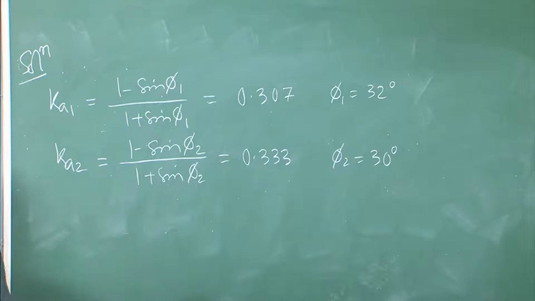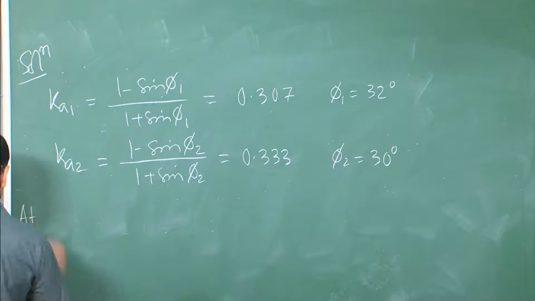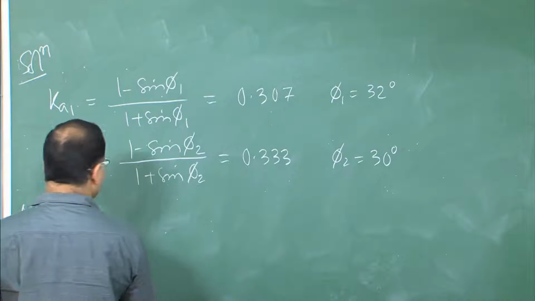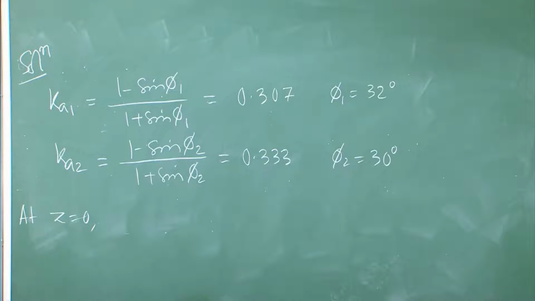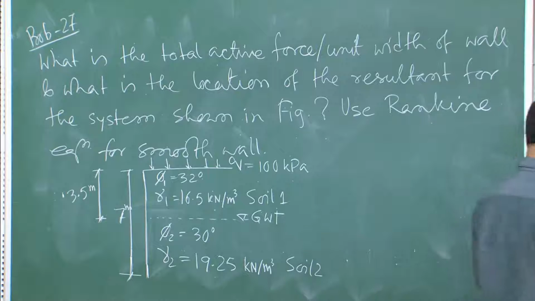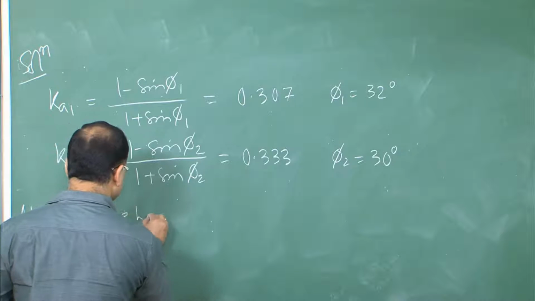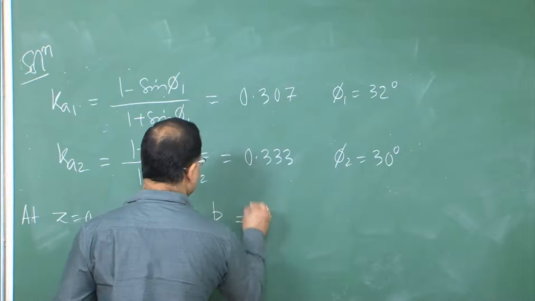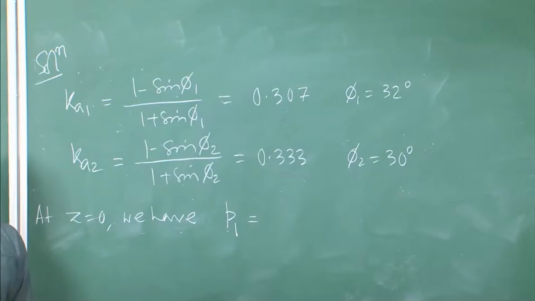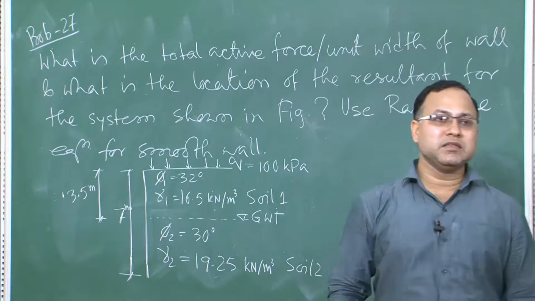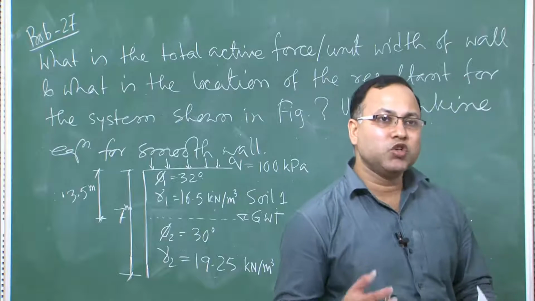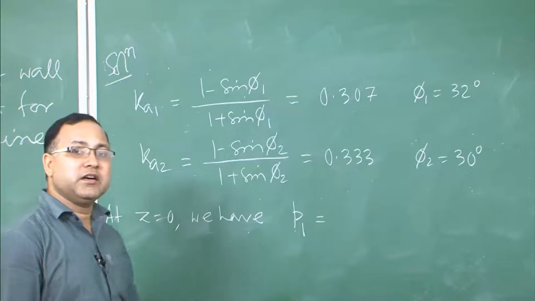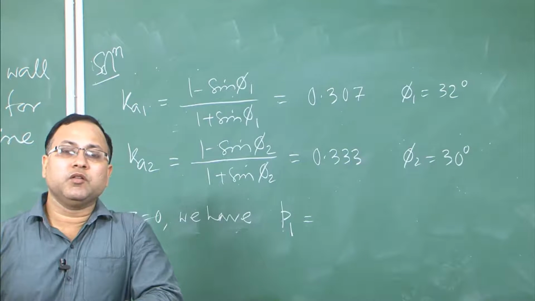Okay. Now, at z equal to 0, that means top of the wall. If I consider P1, what is P1? P1 is the active earth pressure at the top of the wall. At that level, what is the active earth pressure acting? So, what should be the magnitude of P1?